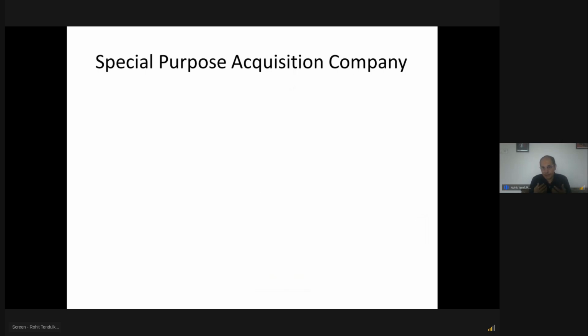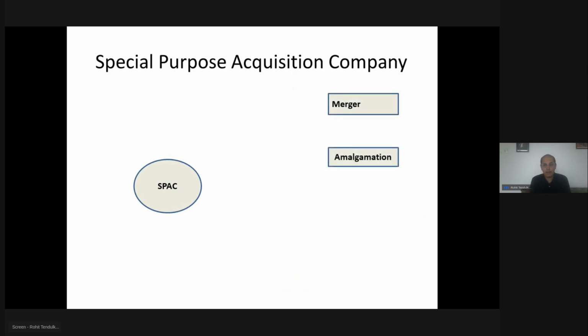Now I will explain the special purpose acquisition company. SPAC is a non-operational or non-operating company. It does not conduct any business. It just collects money and it invests that money for the purpose of merger, amalgamation, acquisition of assets and acquisition of shares. So these are the main objectives of forming a special purpose acquisition company. They can do global acquisitions, they can do acquisitions within India, outside India, based on the motive or purpose of the SPAC.